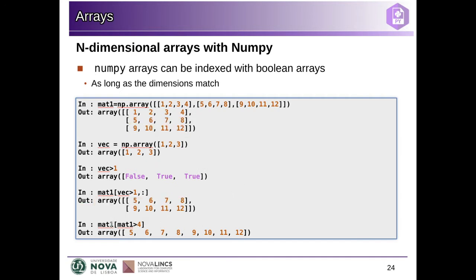I can also take this matrix, for example, compare it to 4. I will get a Boolean array of this shape, but with false and true depending on whether each element is greater than 4 or not. And when I index this matrix with that Boolean array, I just get the values of the cells corresponding to a true value in this comparison.